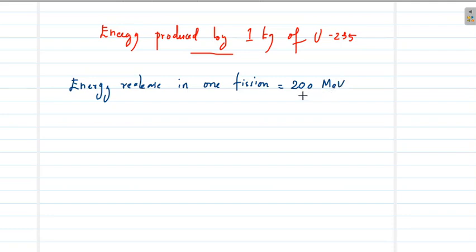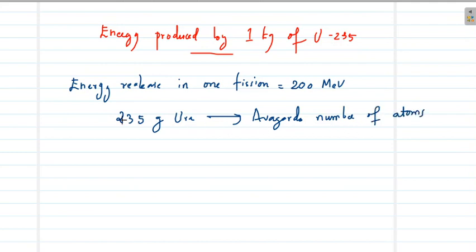And how many atoms are there in 1 kilogram of uranium? We know if we take 235 gram of uranium, then that will correspond to Avogadro number of atoms. That is the definition of Avogadro number. 235 is the mass number, the molar mass of uranium. So 235 gram corresponds to Avogadro number. That means 235 into 10 raised to minus 3 kilogram of uranium is equivalent to 6.022 into 10 raised to 23 atoms.